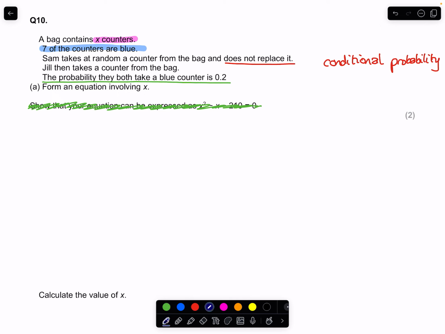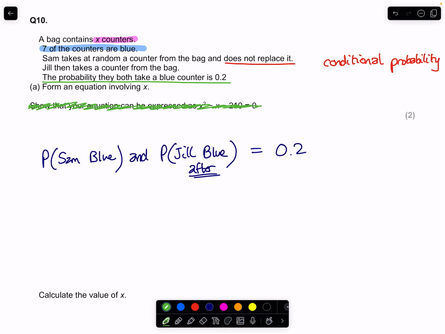So that means that we're going to have the probability of Sam taking a blue counter, and then we have the probability of Jill taking a blue counter after Sam has taken a blue counter, which is key with the fact that we're dealing with conditional probability. So the probability of both of these happening with an AND gives us 0.2 as our answer. And in probability, AND will involve a multiple. So we're going to have a multiple of these two probabilities gives us 0.2. And then it's a case of trying to figure out what the probability of each of these is.